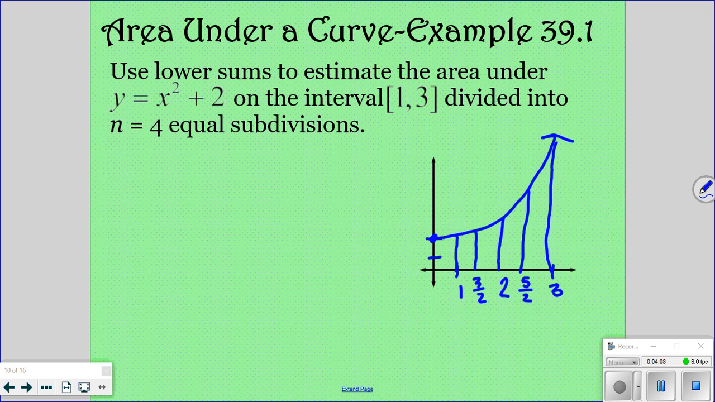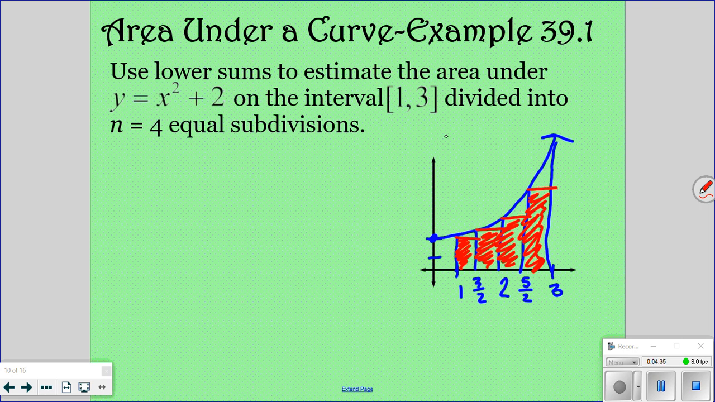Now we want to do our lower sums. So I'm going to use red. We need to be below. So that would be making this rectangle here, this rectangle here, a rectangle here, and a rectangle here. So we are going to have 4 rectangles because they said n equals 4. And then we're going to find the area of each of them.